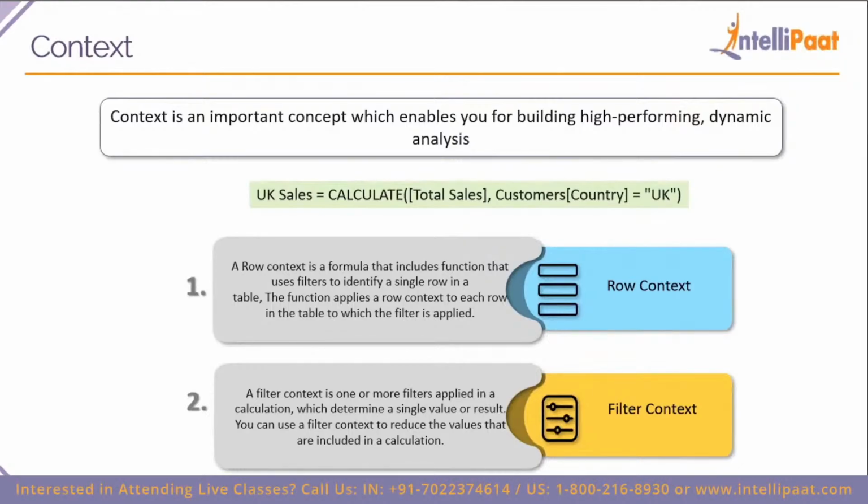So this expression is an example for row context. Since it has one filter in it, we are going to filter out the rows in the total sales column based on this country is equal to UK filter. All the sales in that country will be returned as a result to the UK sales column. So this is what row context is.